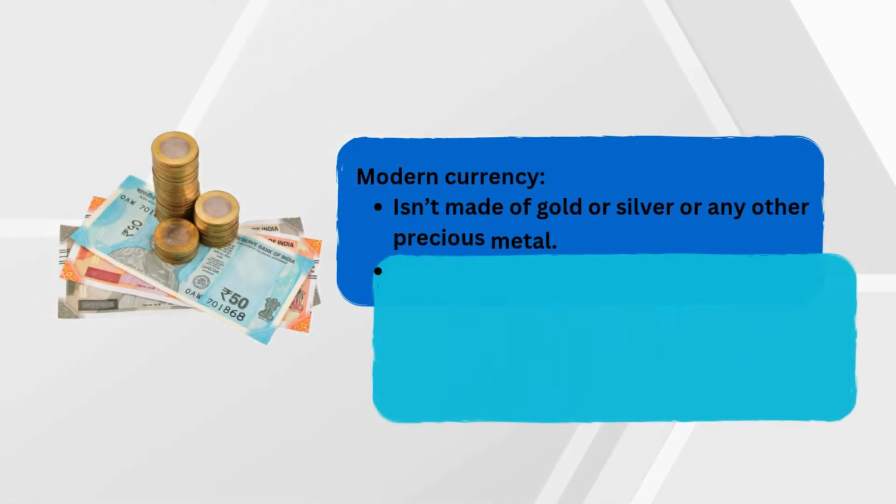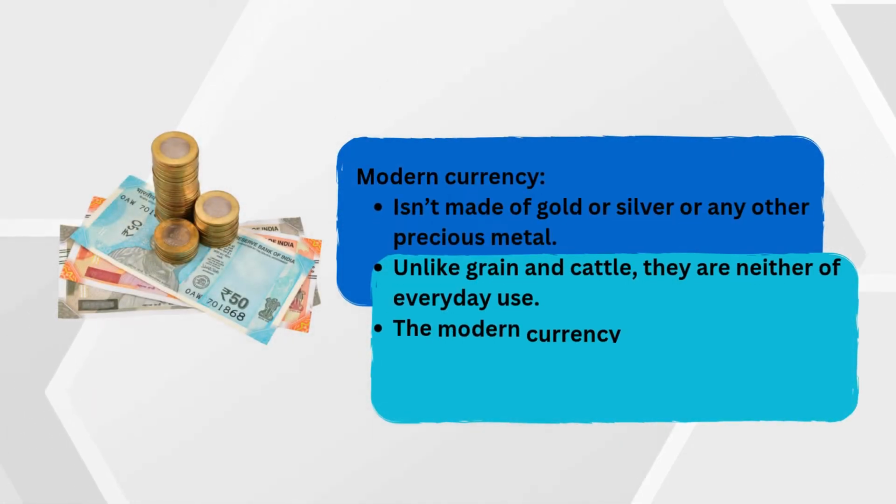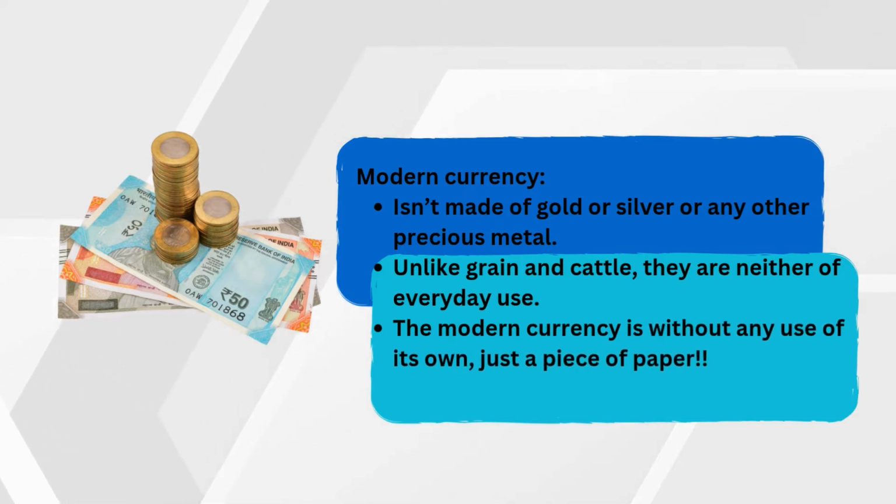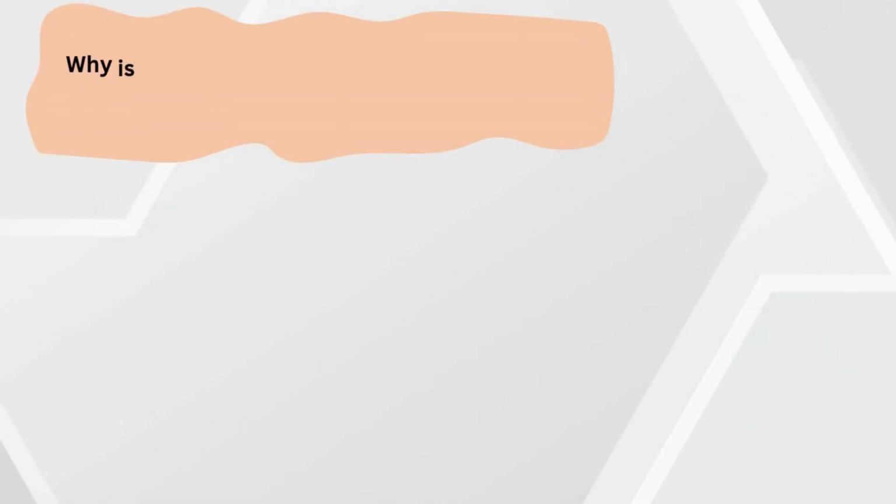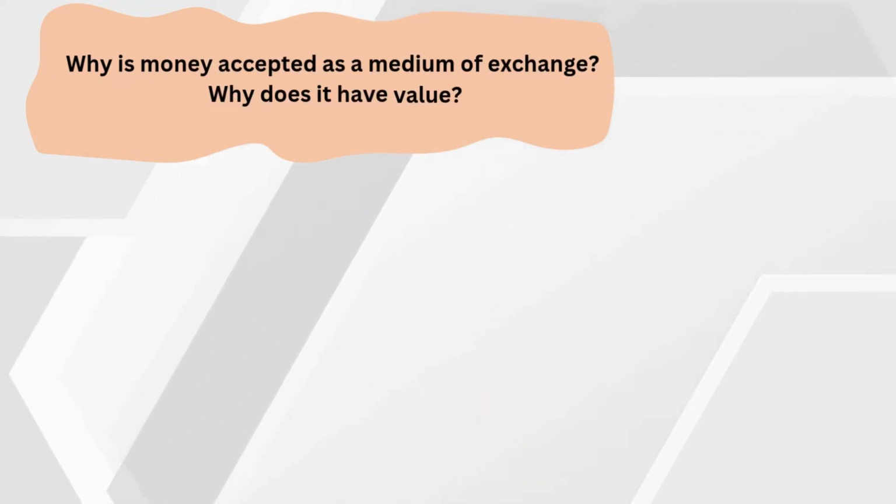Modern currency isn't made of gold or silver or any other precious metal. Unlike grain and cattle, they are neither of everyday use. The modern currency is without any use of its own. It's just a piece of paper. But then why is it accepted as a medium of exchange? Why does it have value?